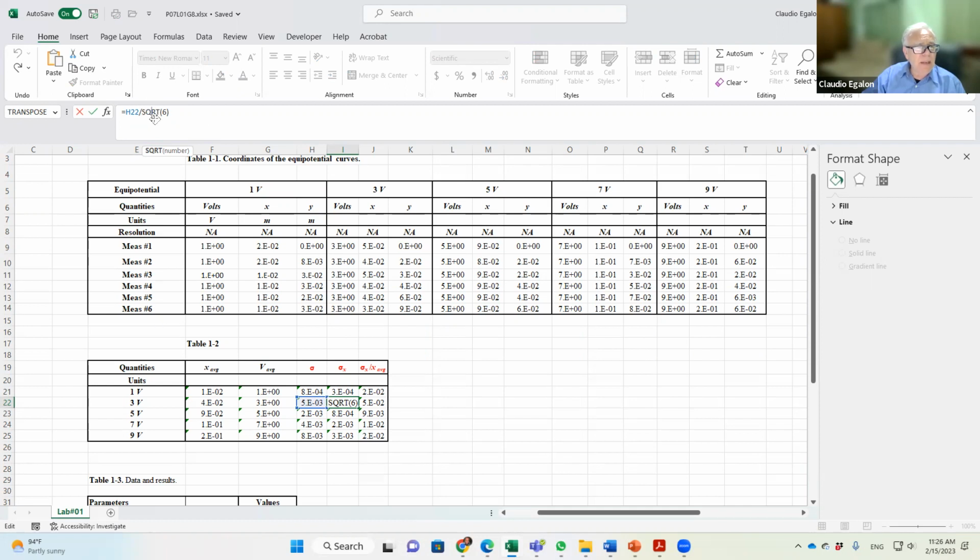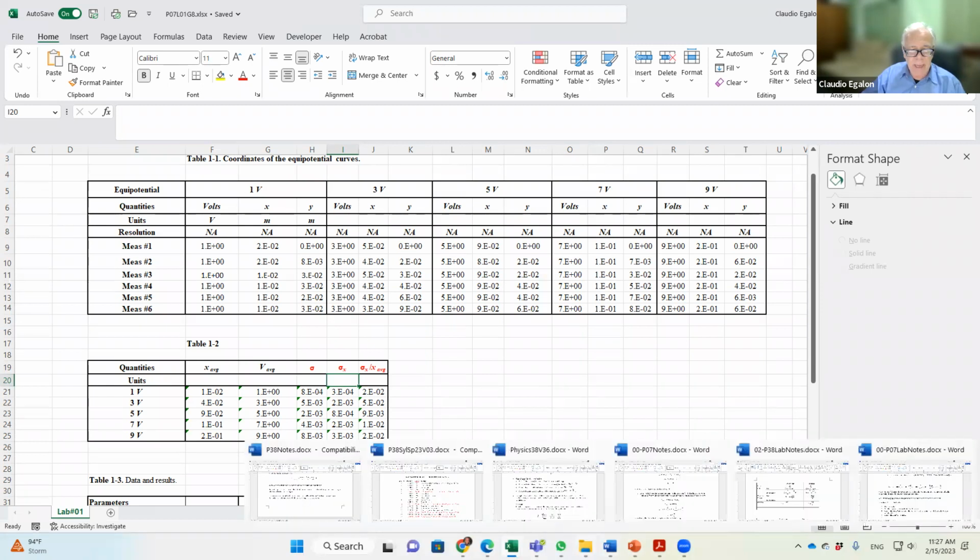The square root of 6 has no dimension whatsoever, has no unit whatsoever. So whatever the unit that you find for the standard deviation here is going to be the same unit for sigma x. That's called the standard deviation from the mean. So what's the equation for the standard deviation? Let's write that down together.